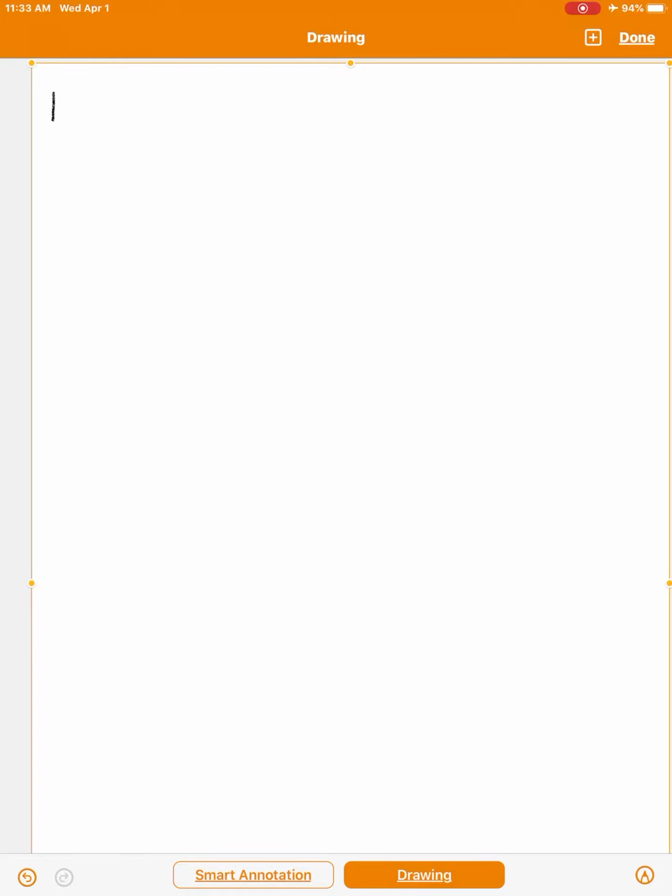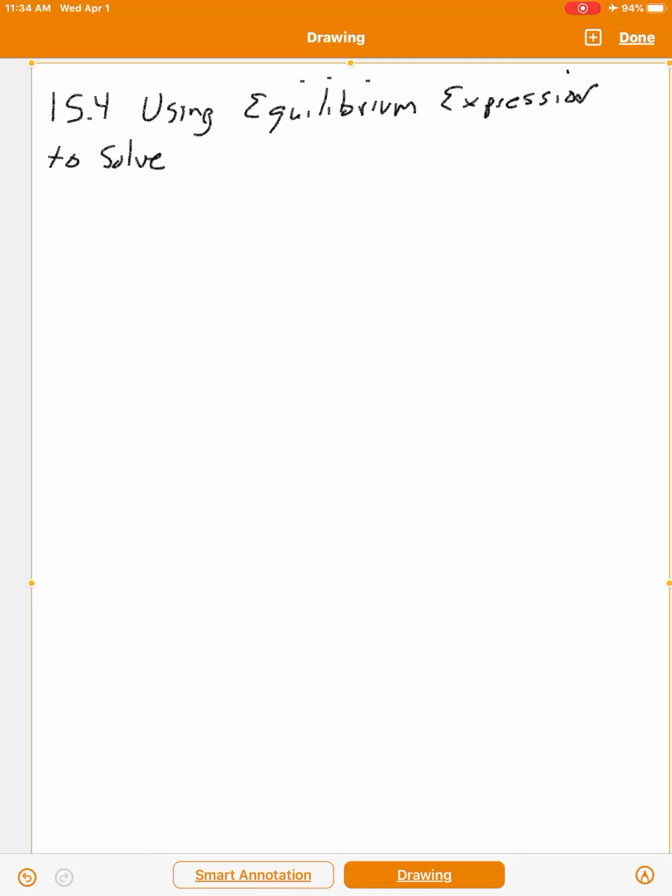Okay, this is section 15.4, and this is called Using Equilibrium Expressions to solve problems. And this is a problem-solving section. Okay, that's what this section is all about, is solving problems.